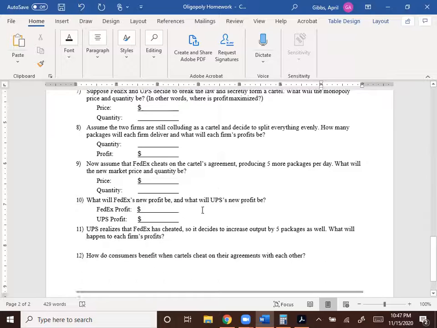And then UPS realizes that FedEx has cheated, so it decides to increase output by 5 packages as well. What will happen to each firm's profits? You're going to have to look at your chart once you finish it. And then how do consumers benefit when cartels cheat on their agreements with each other? That will be something that you have to figure out.